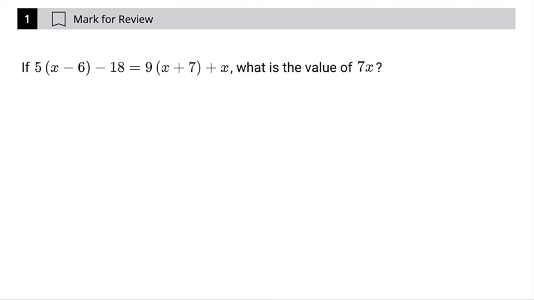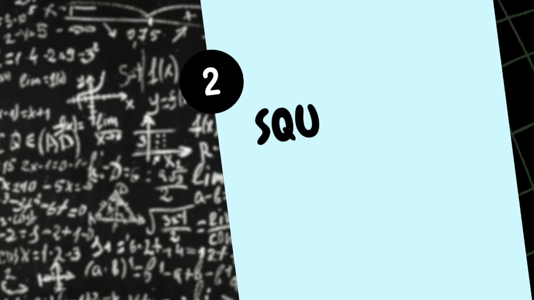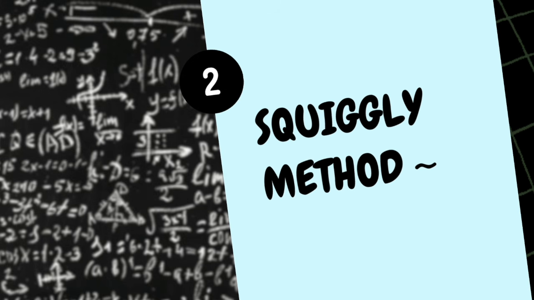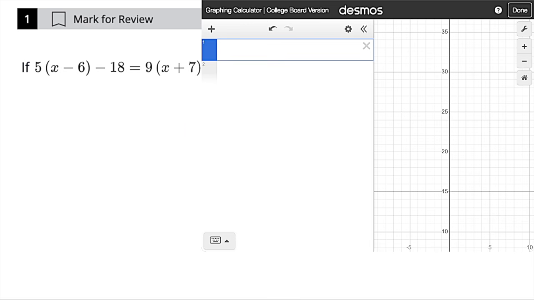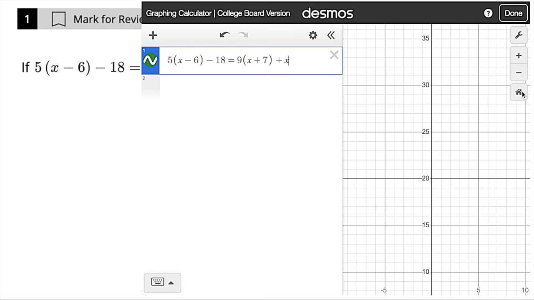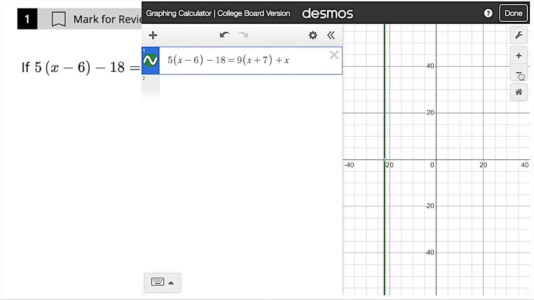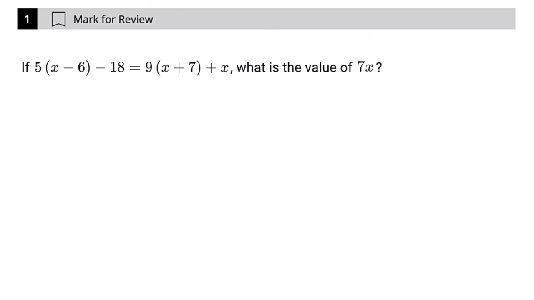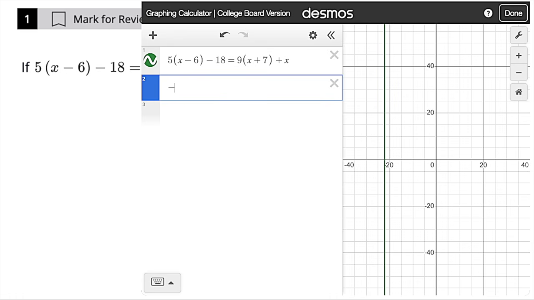All right, next up, we've got something that one of my wonderful private tutoring students has dubbed the Squiggly method. The reason being is we're going to use a squiggly, which I kind of showed you earlier, but let's take a look. So with this, we could obviously put everything in. And then from here, we're going to have to find our vertical line, which would equal x. So we know x is negative 22.2. And then it's asking about 7x. So we could do negative 22.2 times 7, get our answer, which is negative 155.4.